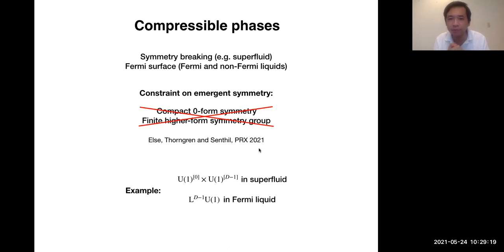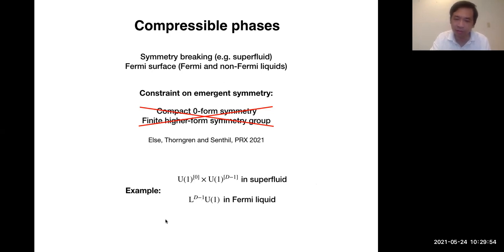So for these two examples, in the symmetry breaking phase, like a superfluid, you have a U(1) global symmetry, zero-form, and you have a U(1) higher-form symmetry. So that evades the theorem because you have a continuous higher-form symmetry. Or like in the Fermi liquid, you can have essentially conservation of fermions on each point on the Fermi surface. Of course, this is not a rigorous way to talk about this, but that's the idea. And that also is a huge symmetry that's beyond what's forbidden by the theorem, obviously.